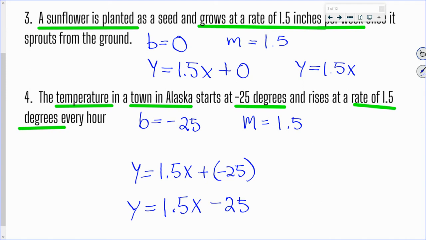And it has to be negative 25 because the temperature starts out at 25 degrees below 0. So yes, it does have to be negative. Because if it were positive, then you're starting your graph out at positive 25 degrees. And 25 degrees is a lot warmer than negative 25 degrees.